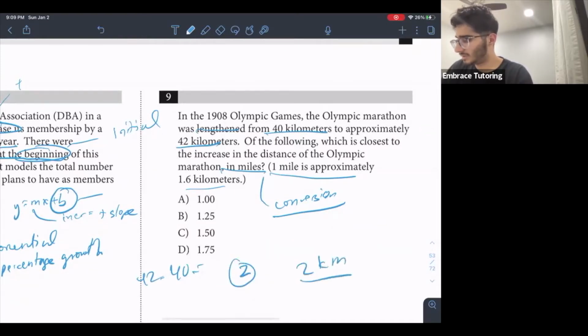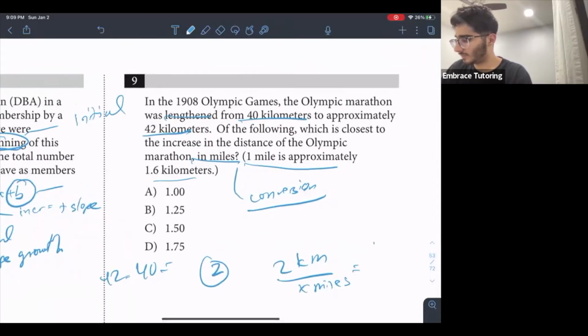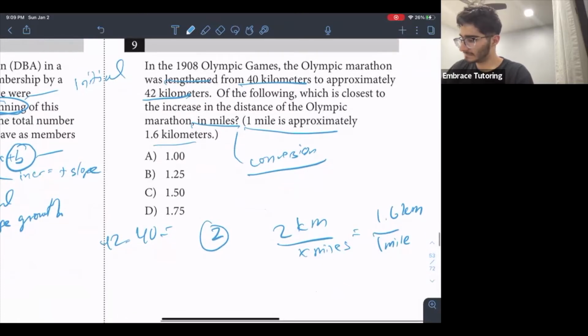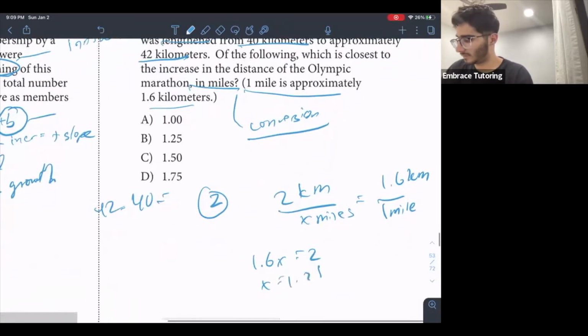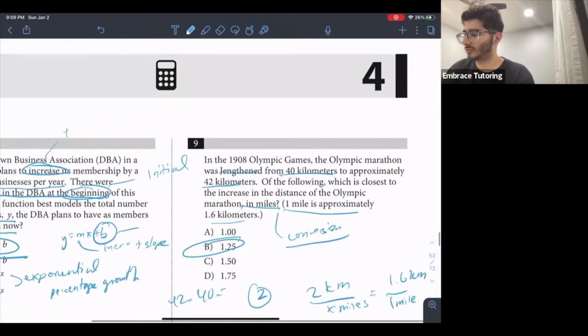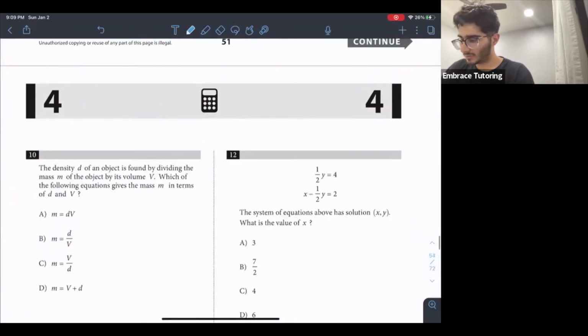So 2 kilometers, x miles. And 1 mile is 1.6 km. So you're looking for miles, so then it'll be 1.6x is equal to 2. X is equal to 2 divided by 1.6 to give you 1.25. That is your answer. Choice B. Just make a proportion. Proportion will always work for these type of problems. That's question 9, and now let's go to question 10.